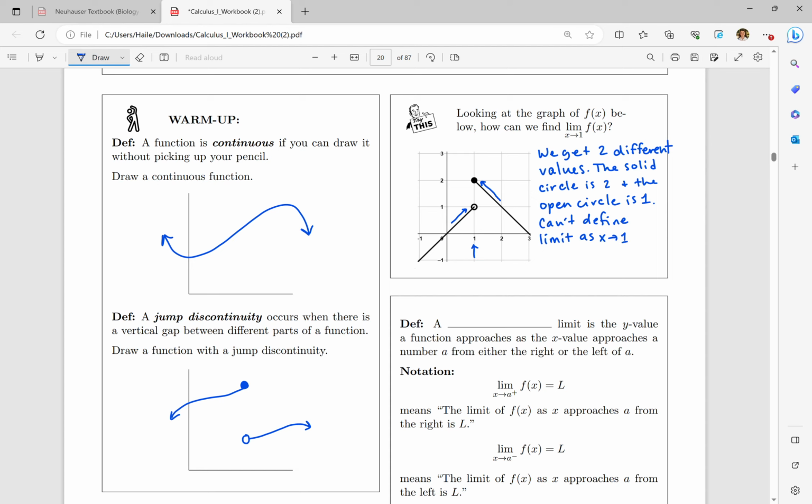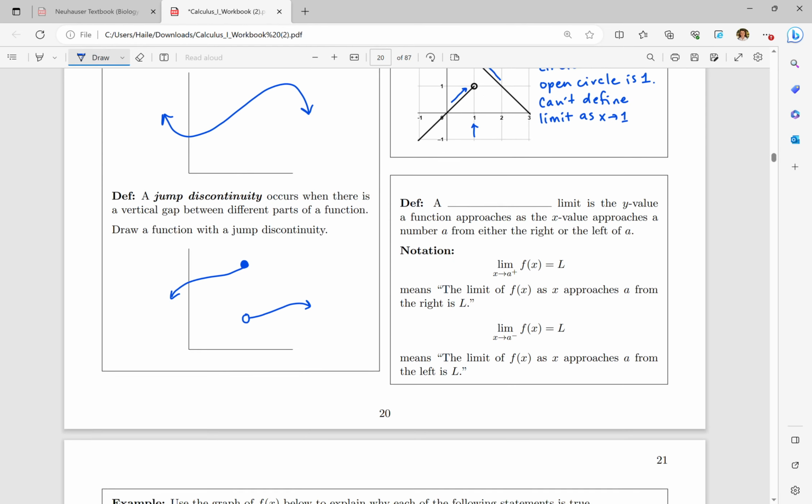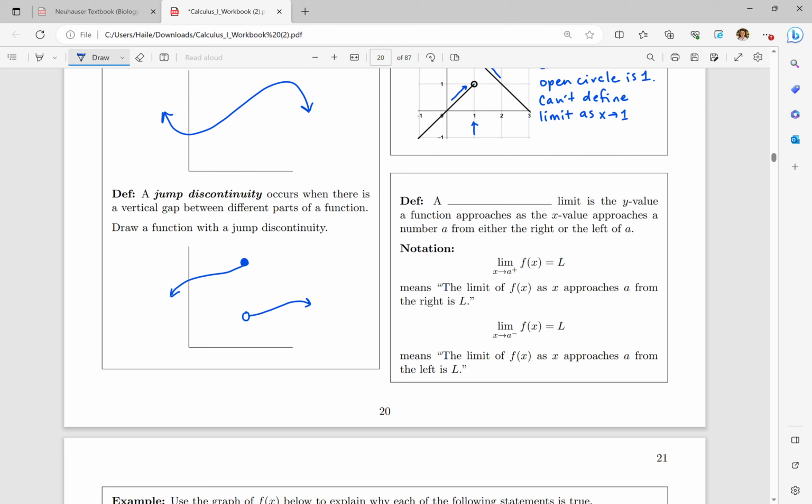This is an important idea: approaching from either the left side or the right side and using that to determine if there is a limit overall. So what we want to talk about now is what's called a one-sided limit. That's kind of what we were talking about just there, approaching from the left or approaching from the right, but not necessarily having a limit altogether.